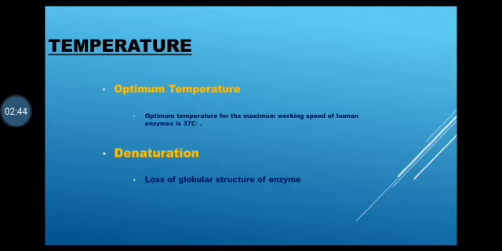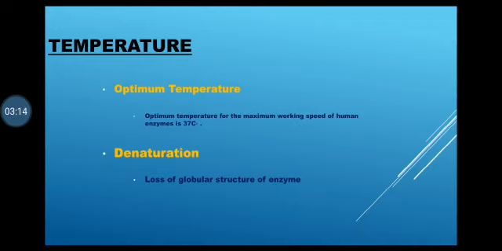Similarly, birds have higher body temperatures than mammals, so their enzymes work at their own optimum temperatures. Plants have their own temperatures. Fishes and other aquatic animals have their own temperatures. Similarly, all enzymes have their own specific optimum temperatures at which they work.